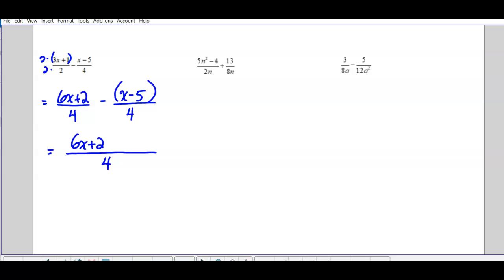So when I subtract everything in the numerator, it's going to be subtract x plus 5. Okay, subtracting everything in that bracket. So be really careful on that. Then collect like terms. You get 5x plus 7. Okay.